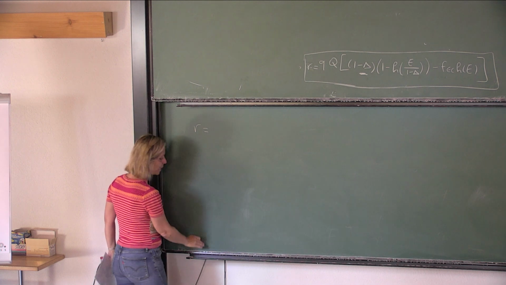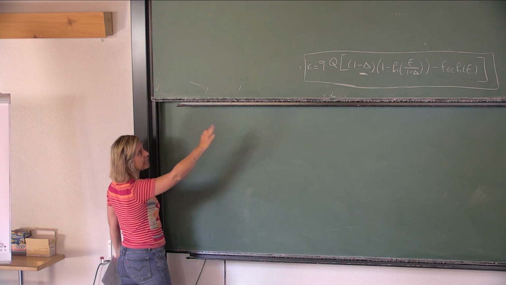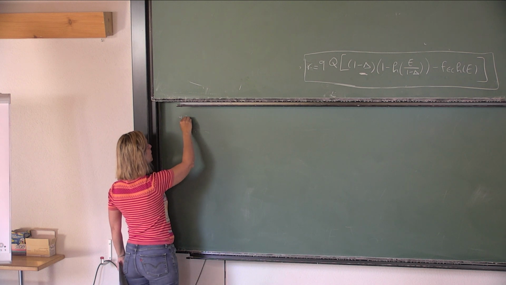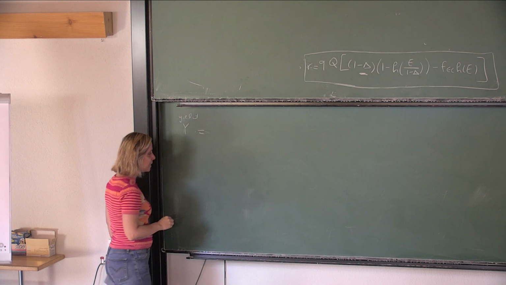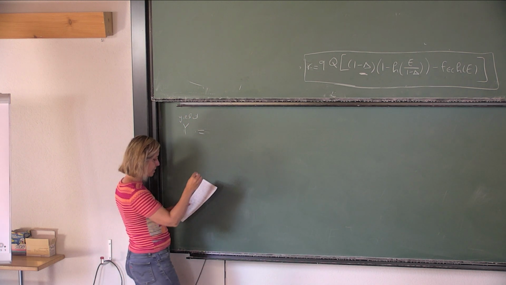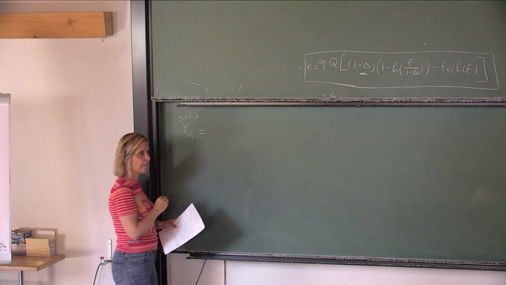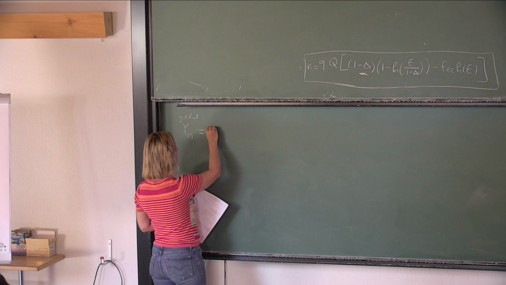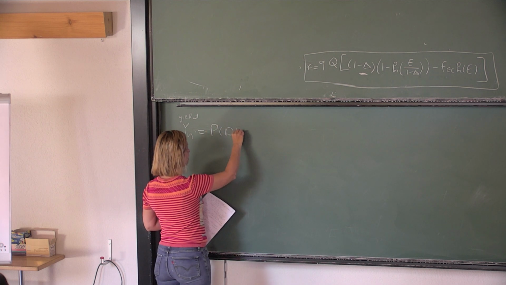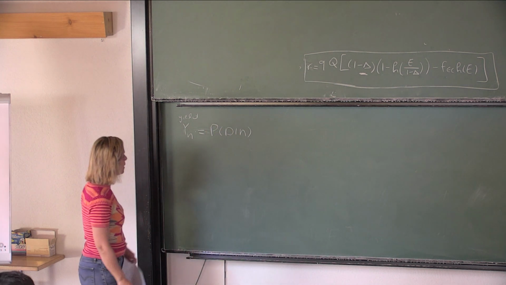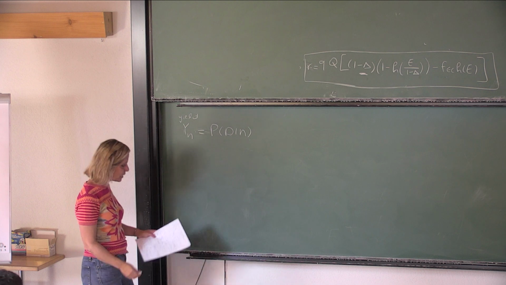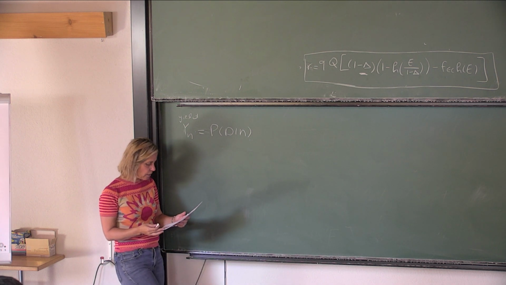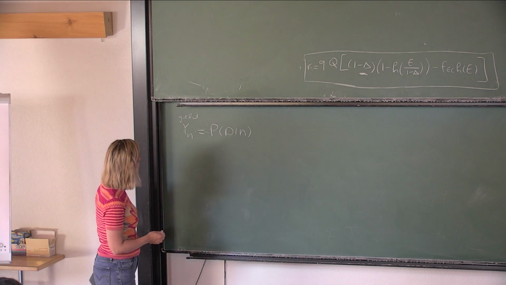A notion that becomes important, which is linked to all the quantities that we introduced before, is this notion of the yield. It's defined for the N photon component of the state, and it's given by this expression: the probability that we have a detection event, conditional on Alice having sent an N photon pulse.